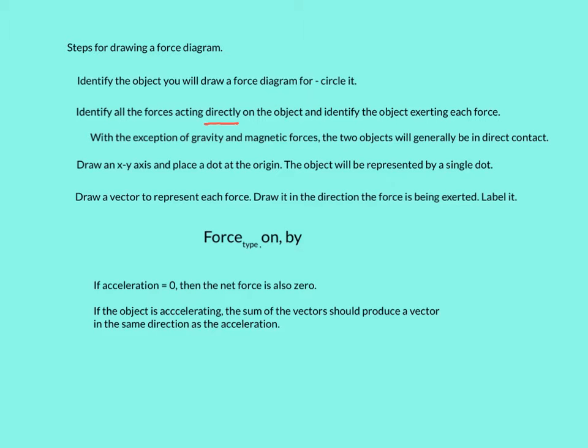Okay, you'll start by drawing an XY axis and placing a dot at the origin. The object is just going to be represented by that dot. And then we're going to draw a vector, or an arrow, to represent each force. And the way we're going to label that force is the force type, on, and by.